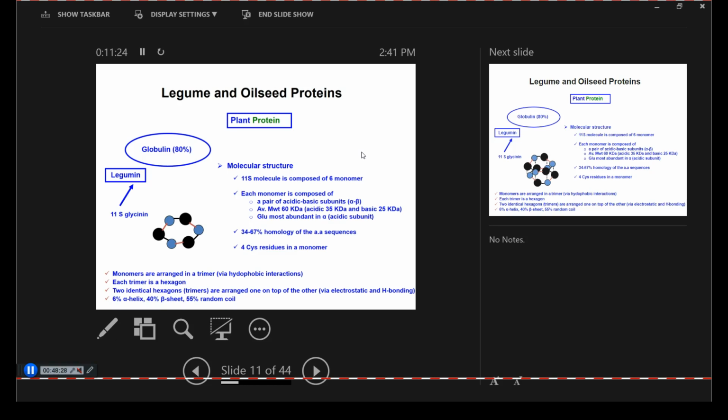That is a trimer. Each monomer is linked to the other by hydrophobic interaction. So the black line here designates a hydrophobic interaction, the red is disulfide linkage. And then each trimer is a hexagon because it has 6 individual subunits. But they associate, you have 2 trimers that associate, so 2 hexagons or trimers arranged on top of each other. These dotted lines designate electrostatic and hydrogen bonding.